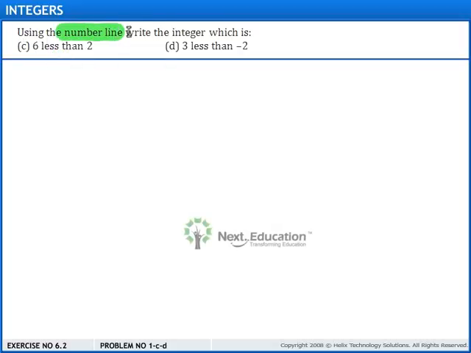the number line and we need to write the integer, which is in part C we have 6 less than 2 and in part D we have 3 less than minus 2. Let us see how to find the integer.